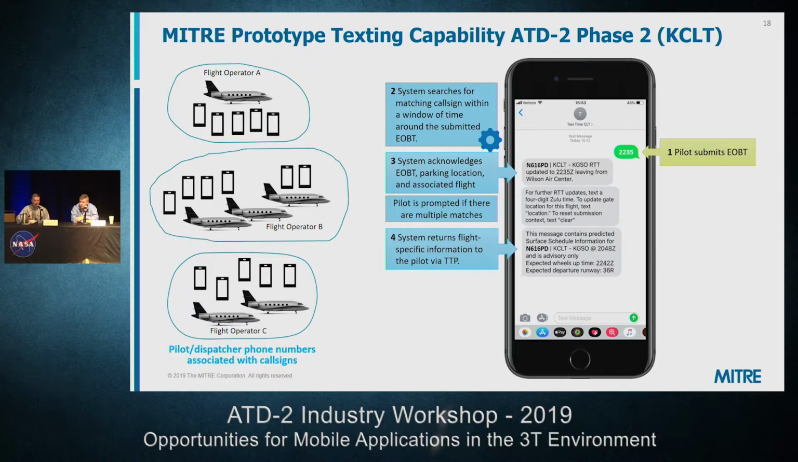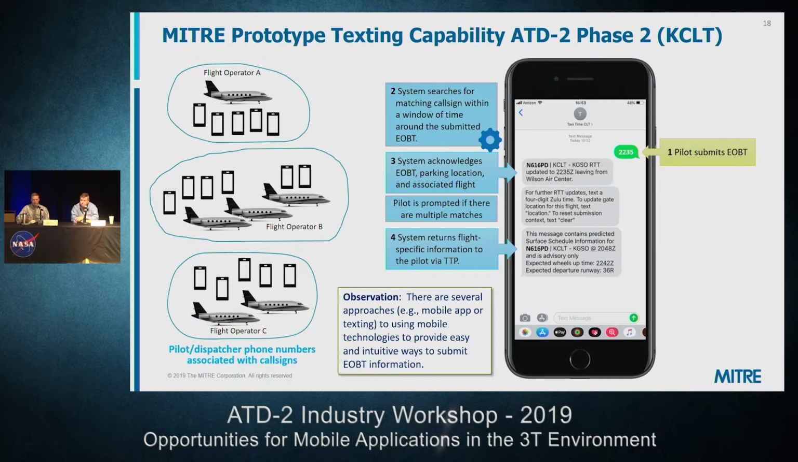So they submitted 22:35, and they're getting an expected wheels up time of 22:42. Right away they know they shouldn't expect any delay on the surface. That 7 minutes is probably the taxi time it takes to get from my ramp area to the runway. The pilots really like that information.